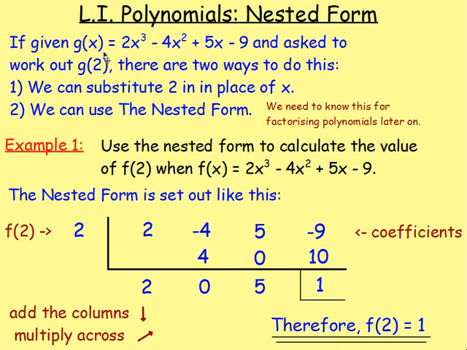After that, we moved on to evaluating the likes of g of x. Here it equals this polynomial, and we could work out g of 2 in two different ways. Either we could replace x with 2, so we're using substitution, or we could use what's known as the nested form. A way of setting that out is using this L shape here. If we want f of 2 in this polynomial, we can put a 2 here and then work our way along. Remember, you multiply by the 2 and you add the columns. Because we're getting a 1 here, it means f of 2 is going to be 1.